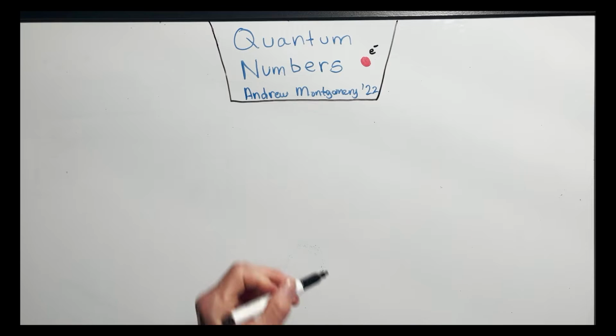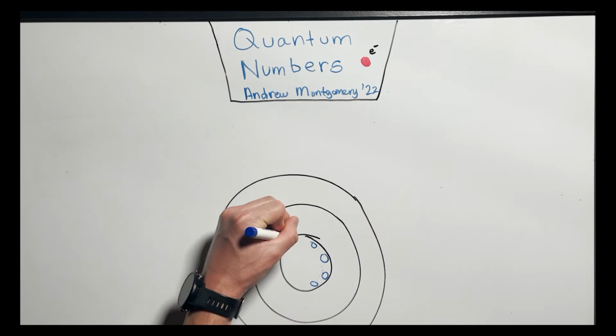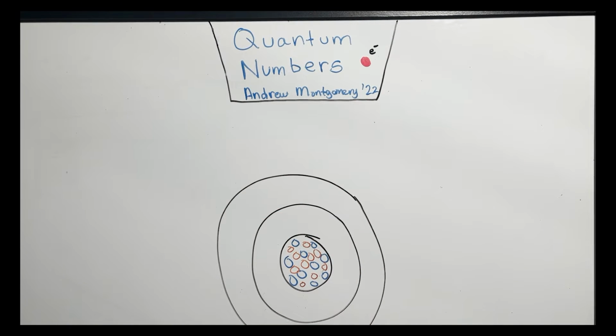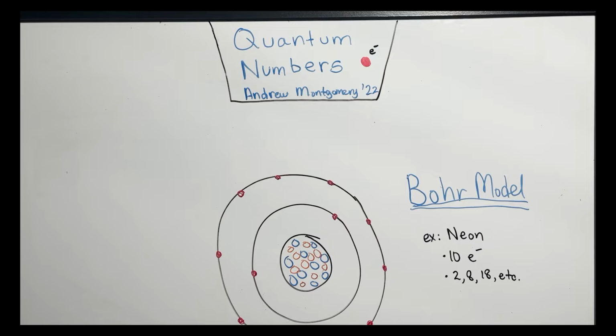In previous chemistry courses or lectures, you probably learned about the Bohr model of the atom, as seen here. It is a series of rings drawn around the nucleus. Here I represented the protons and neutrons as blue and orange circles. And there are red electrons seen on these outer rings here. For this example, the atom we're looking at is neon, which has a characteristic 10 electrons.